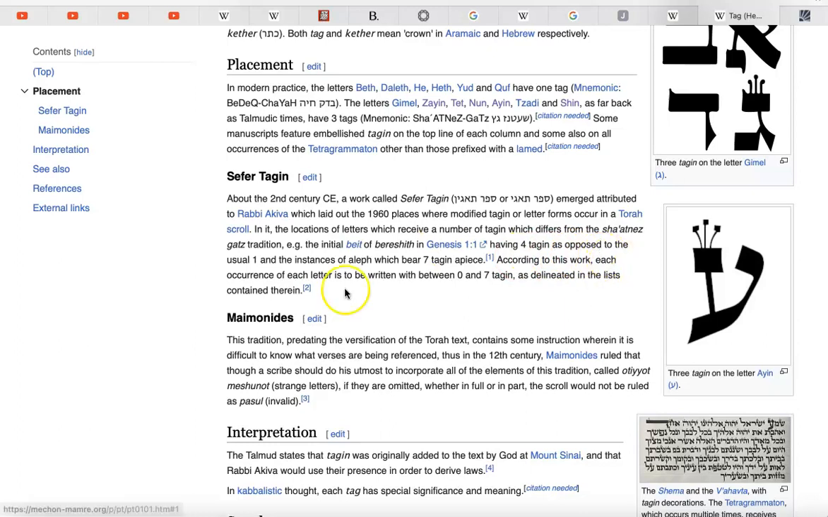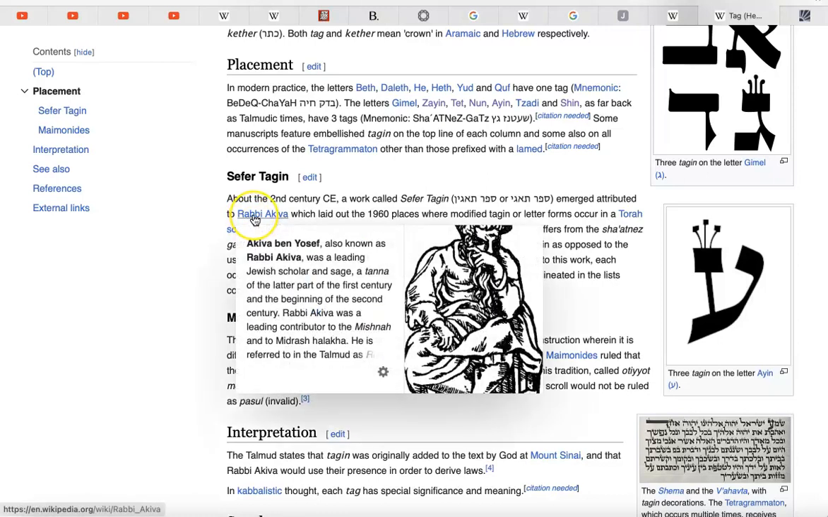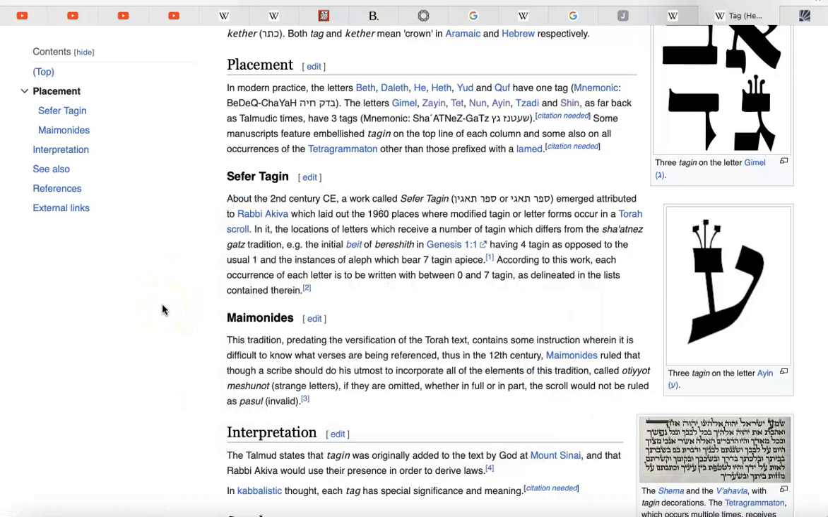According to this work, each occurrence of each letter is to be written with between 0 and 7 tagging, as delineated in the lists contained therein. Okay. See, I don't know about all that. I really don't. But obviously it's important. Okay? So, because this Rabbi Akiva person seems like he was a really important person. I don't know exactly. I haven't researched him.